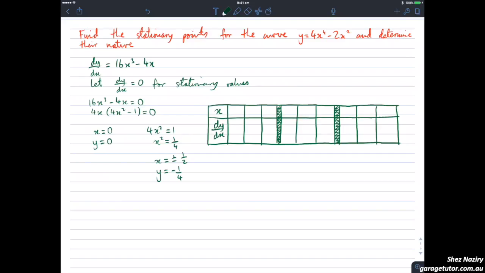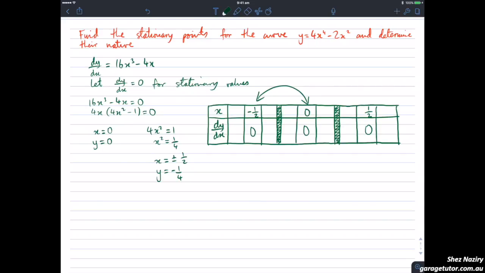All right, watch this, guys. Negative half was the smallest x value I found, right? 0 is the next in line, and then half is the next in line. And with these dy/dx values, we found it by putting in 0. Now, guys, when I choose my numbers between the turning points, I must choose values between negative half and 0.